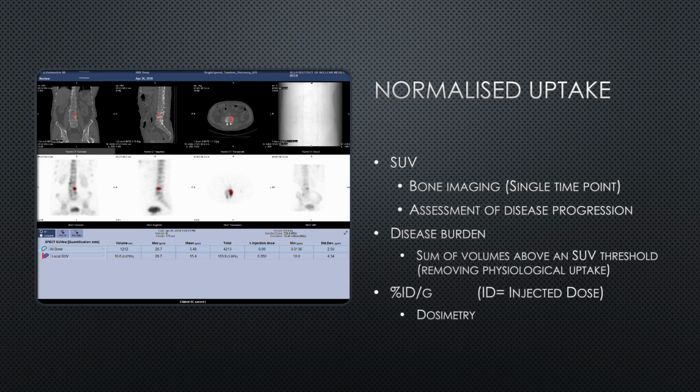Finally, another measure that we use is the percentage of injected dose per gram of tissue. And this is mostly used in dosimetry applications.